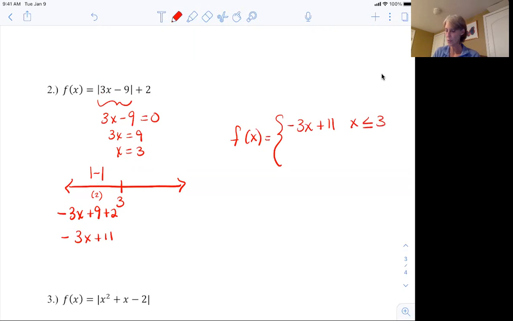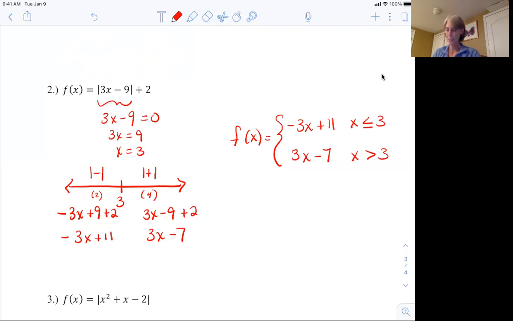And we'll move on to the other side. If I take a number bigger than 3, I get a positive number just inside. We don't care about the outside yet, just inside. When I drop the signs, I don't have to do anything, but I have to remember to tack on that plus 2 at the end. 3x minus 7, if x is greater than 3. Your equal can only go in one or the other. So just be aware of that and be careful.